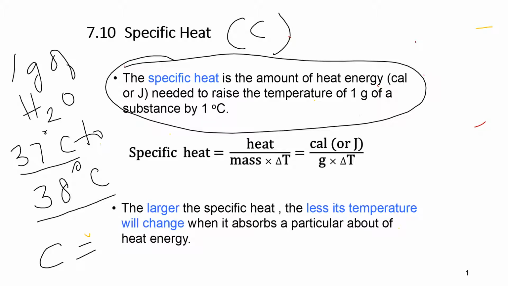The specific heat of water is actually 4.18 joules, so I would need to put in 4.18 joules. Joules is a measure of energy, remember? And that is how much I would need to put in to heat it from 37 to 38 degrees C.